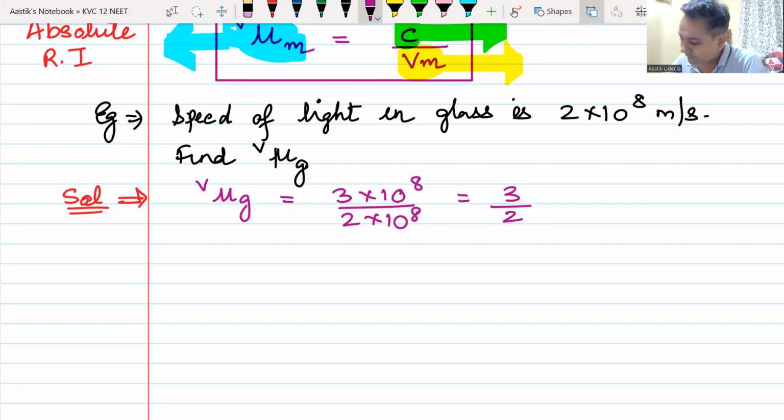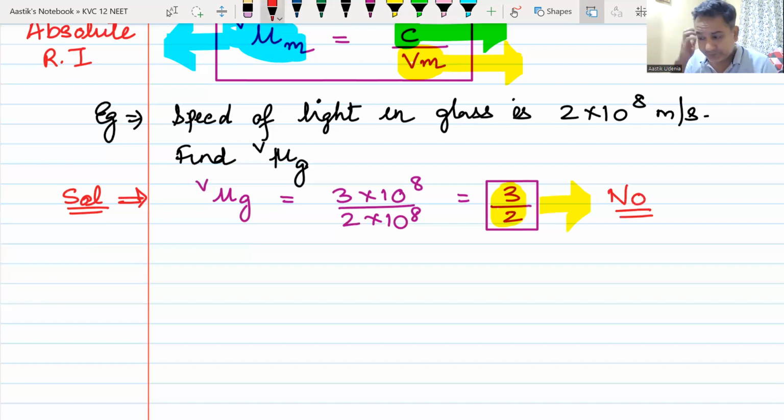Remember, refractive index is a number. It does not have any unit. Do we understand this? It is a pure number. It is a ratio. It does not have any unit. This is known as absolute refractive index. It is going to tell us how fast or how slow light is.